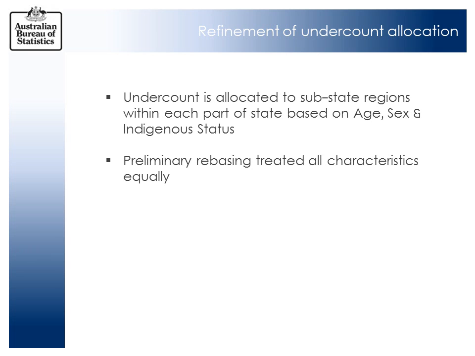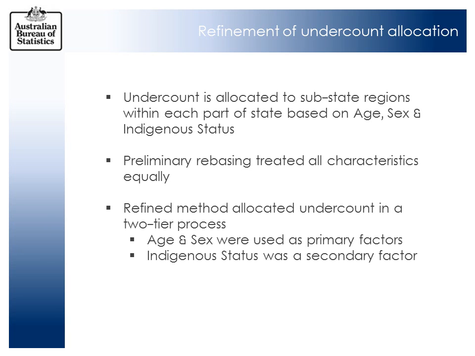In preliminary rebasing, all these variables were treated equally. The result of this was that some regions were getting too much undercount, with very little left for other areas. In final rebasing, we effectively allocated the undercount to regions in a two-tier process.